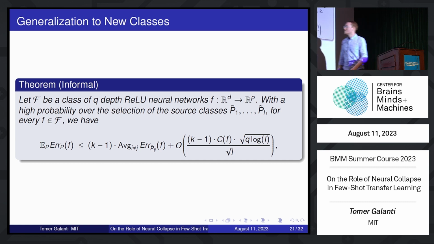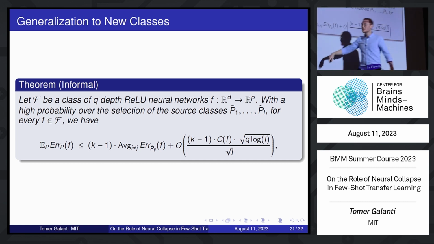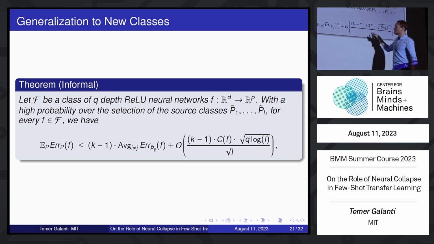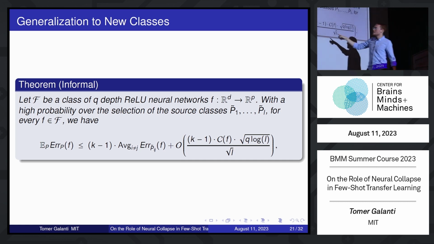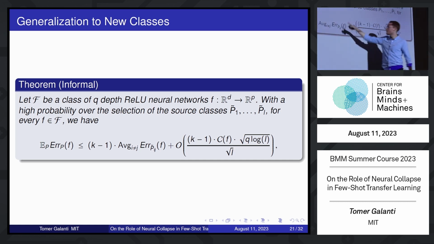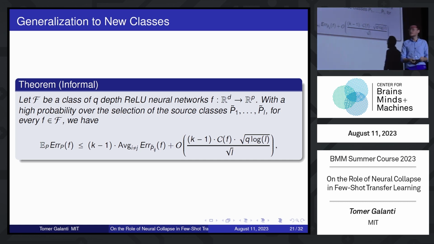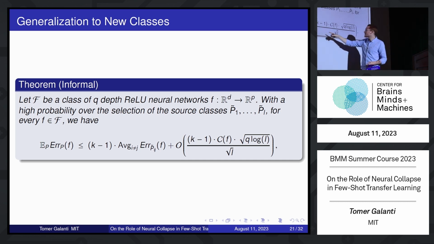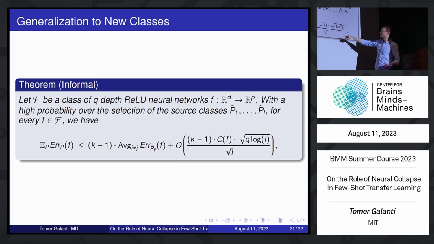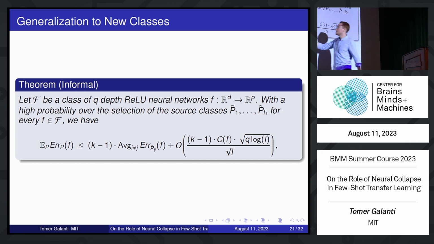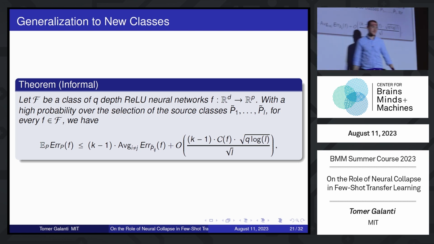Okay, so we have the expected FewShot error. We can bound it as follows. So what do we have? We have the averaged FewShot error between the source classes, plus some quantity that depends on the complexity of F and the square root of the number of source classes. So the more source classes we have, this quantity decays, right? And then if this is small, then we expect that to be small as well.